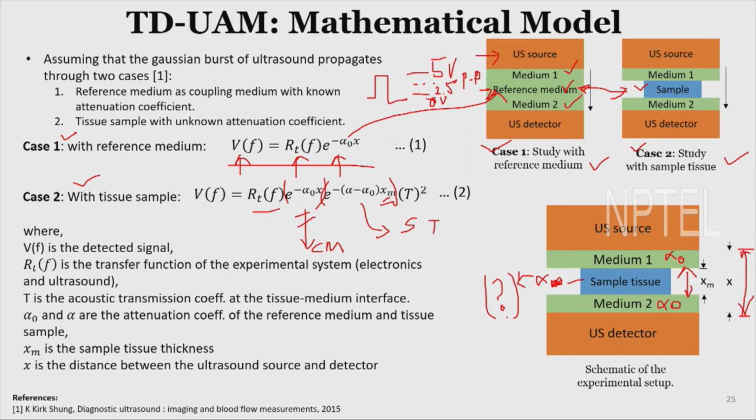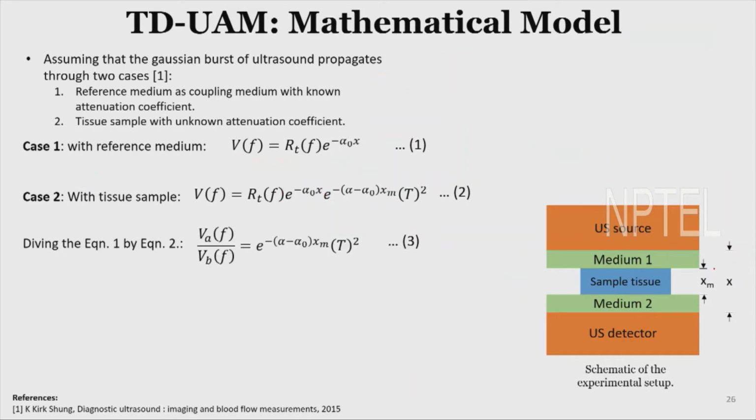We know the alpha naught of coupling medium 1 and coupling medium 2, and we know the rest of the values. For example, we know this x, we know the xm. So let us see how we calculate this alpha from these equations. Now if we have the two equations mentioned over here, equation 1 and equation 2, we can take a ratio of them and do away with the transfer function which relates to this experimental setup. So RTF actually goes away.